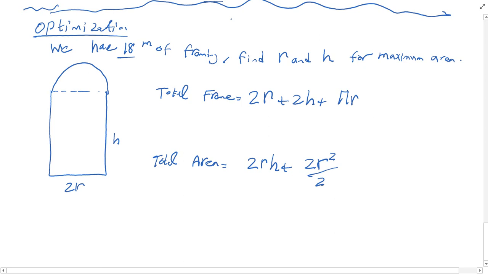Continuation of the lecture about problem solving. We want to talk about optimization. So what does optimization mean? It means, how can you make the most out of something which is available? So let's look at this example.